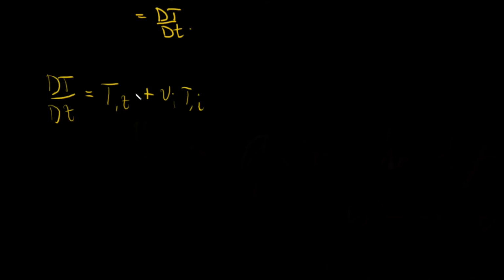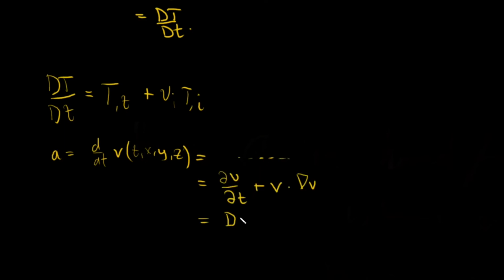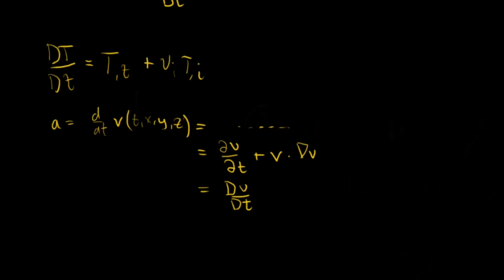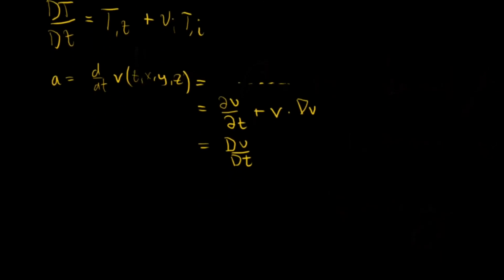A second example: the material derivative of velocity gives acceleration. As we all know, acceleration is the time derivative of velocity. So it follows that, as in the temperature case, this is simply equal to all that, which simplifies to this, and again this is equal to the material derivative. And this can also be written in tensor notation exactly as before.